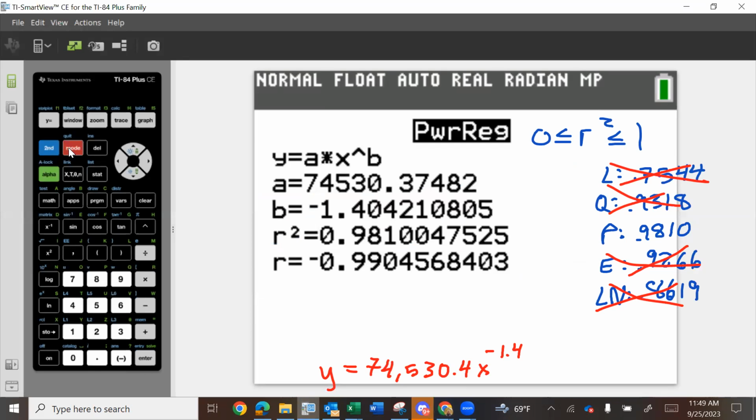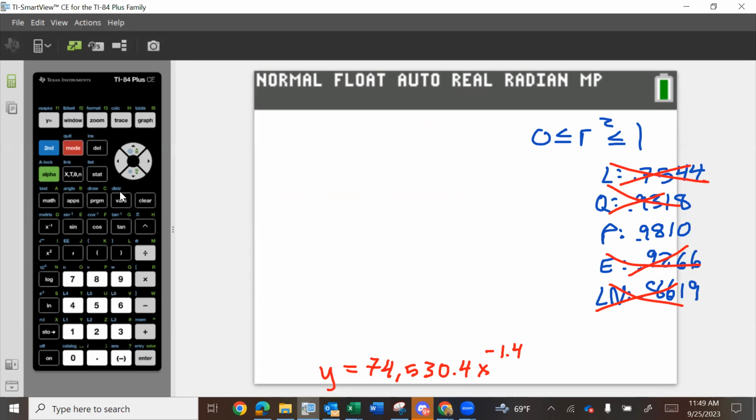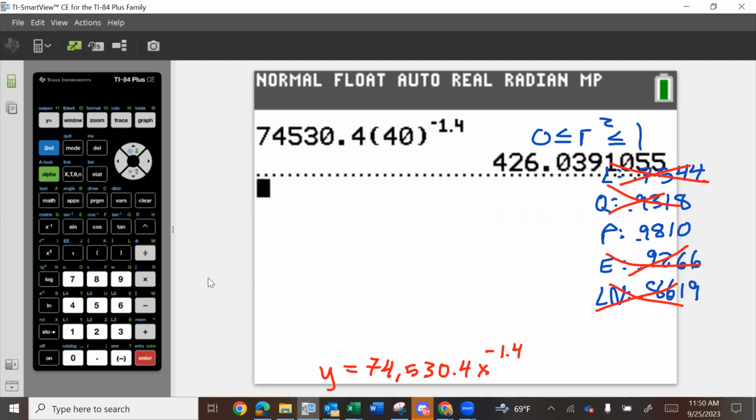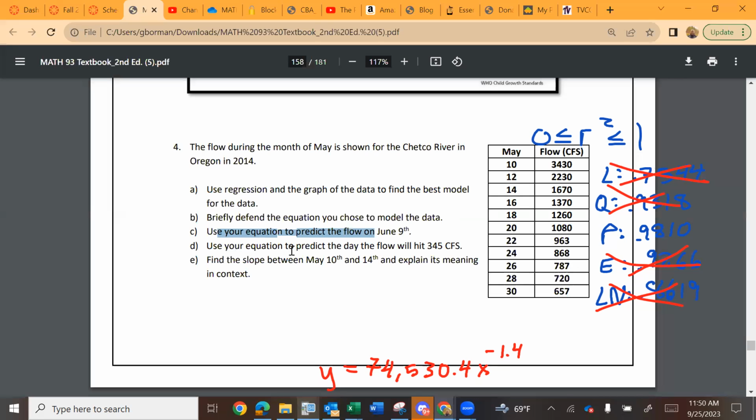I'm going to plug it in. So I'll go 74,000. There is a way to have the calculator do all this for you, but then I've got to teach you how to use the table, and it's not that big of a deal. But we'll be totally fine with that. Okay, so on June 9th, we expect 426 cubic feet per second. That's what we expect on day 40. So 40 days after May 1st.